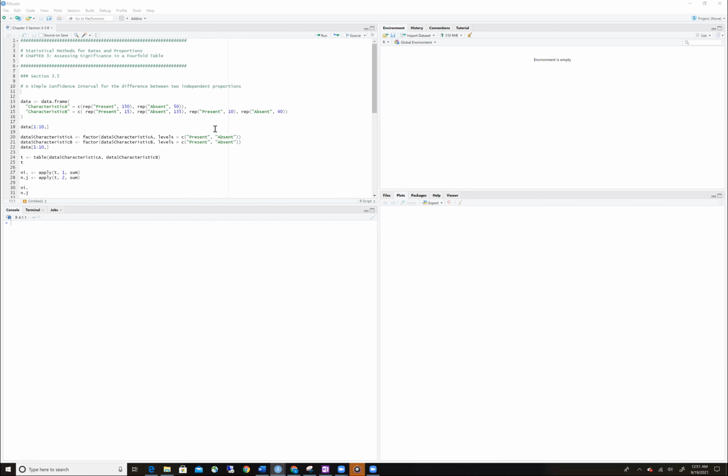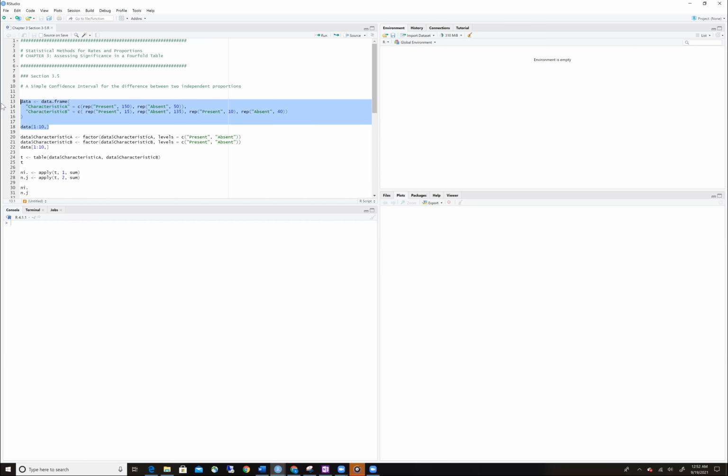Hello, everyone. We are on section 3.5 from chapter 3 in Statistical Methods for Rates and Proportions. In this section, we're talking about simple confidence intervals for the difference between two independent proportions. So we're going to go back to the example that we've been working on where we have characteristic A and characteristic B.